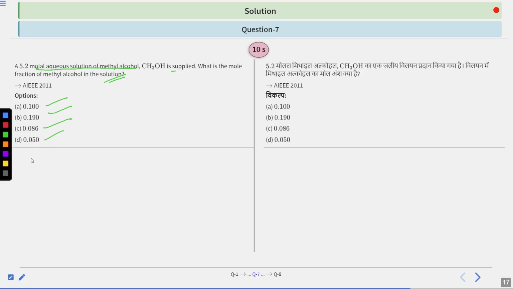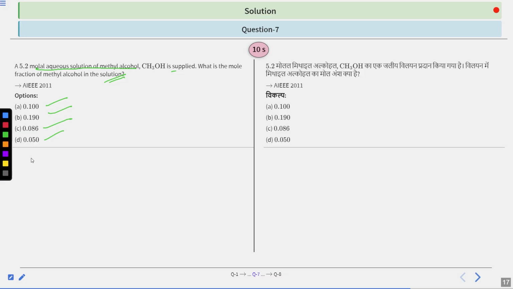So you're given the molality and you have to calculate the mole fraction. So what do we need? We need the number of moles of the solvent, because the number of moles of the solute is already given. And we know the mass of the solvent because it is 1 kg.